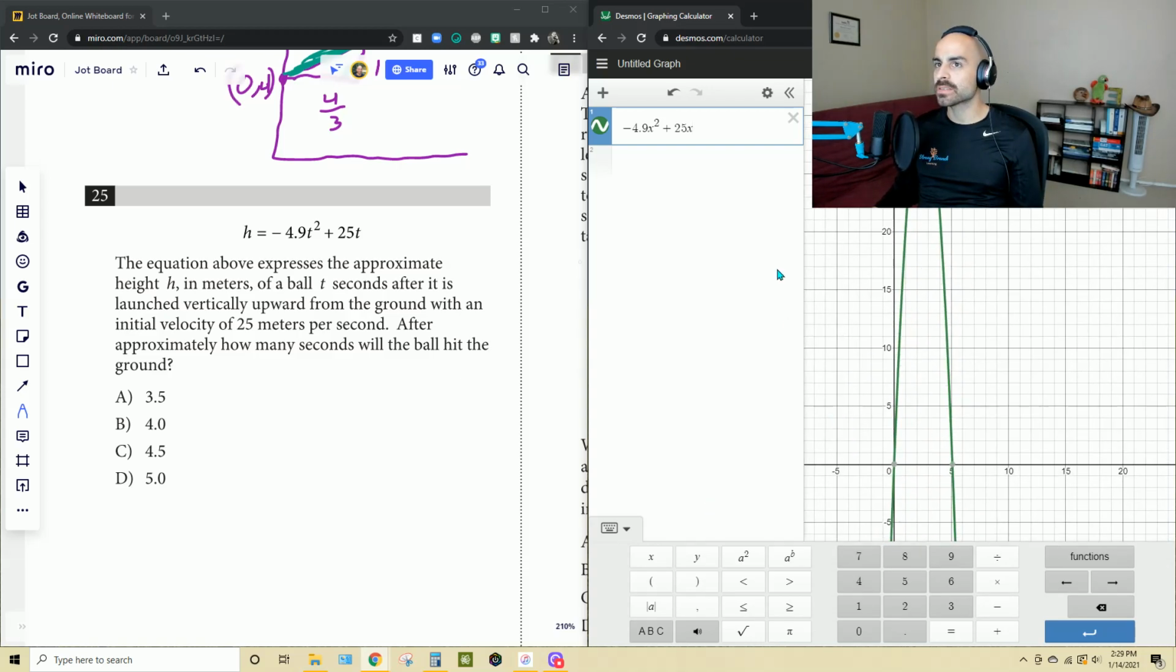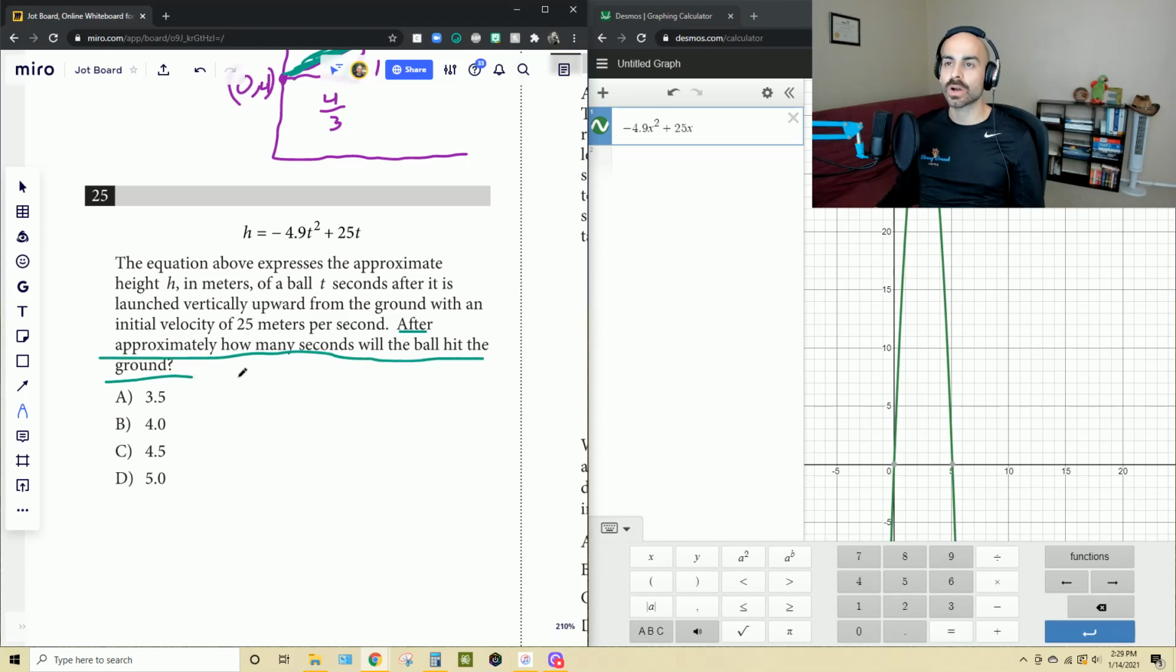And this shape makes sense because if we read the story, what they're talking about is after approximately how many seconds will the ball hit the ground? So that's a classic question. Either that or rockets are being launched, or someone's throwing a rock from somewhere. Rockets, balls, and rocks is really what they use for these examples. And they're saying after how many seconds will the ball hit the ground?